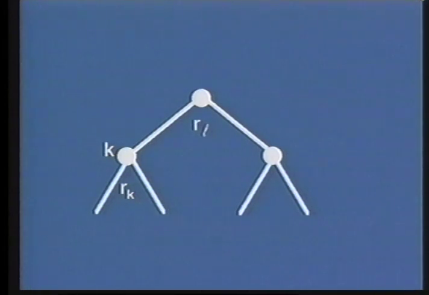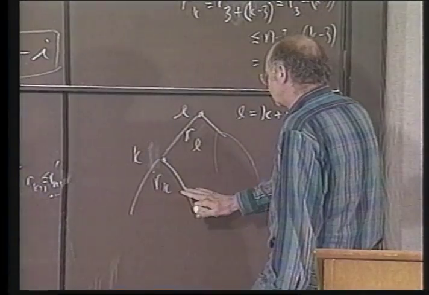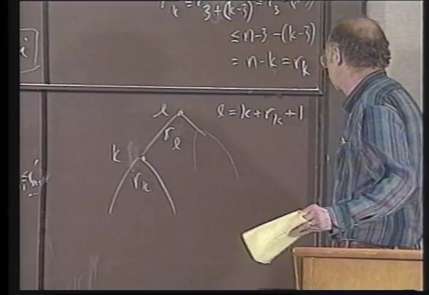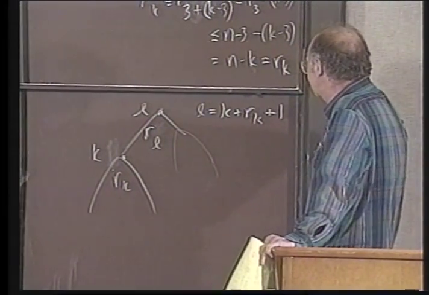L is equal to, you see, what node is this? What is the Lth node? This is the kth node. The right subtree here has RK nodes in it, so L is equal to K plus R sub K plus 1. Or is it? If RK is 0, that means there's nobody here. Then L, yeah. So L is K plus RK plus 1.